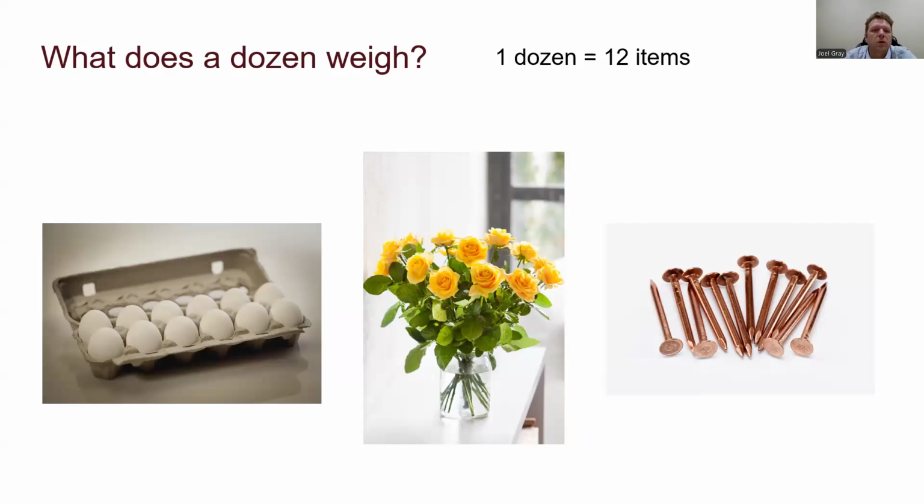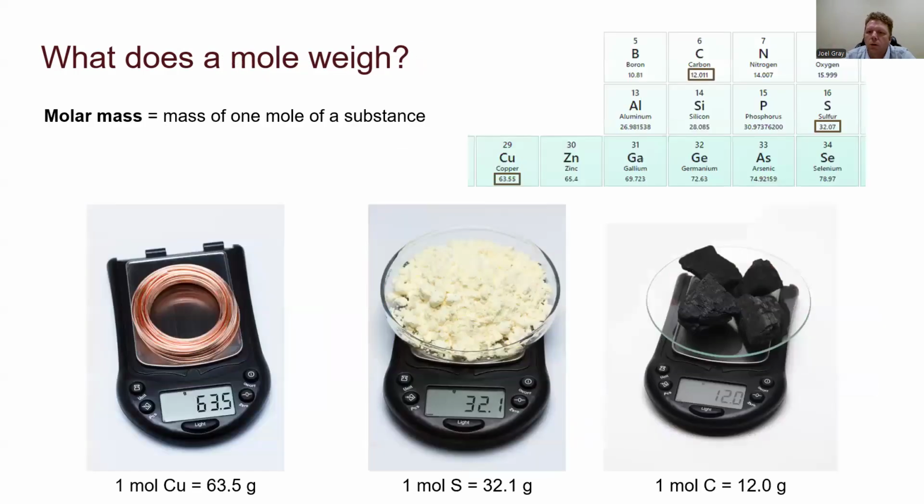Now, it's going to be the same thing if you're talking about a dozen eggs versus a dozen nails or a dozen yellow roses. They're going to have different properties. They're going to have different masses. They're going to occupy different spaces. So think about that whenever you're working to wrap your mind around the concept of a mole.